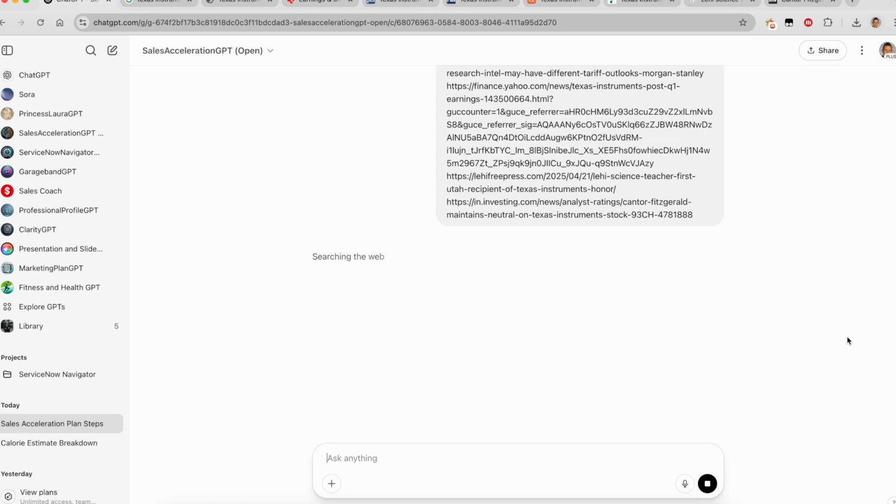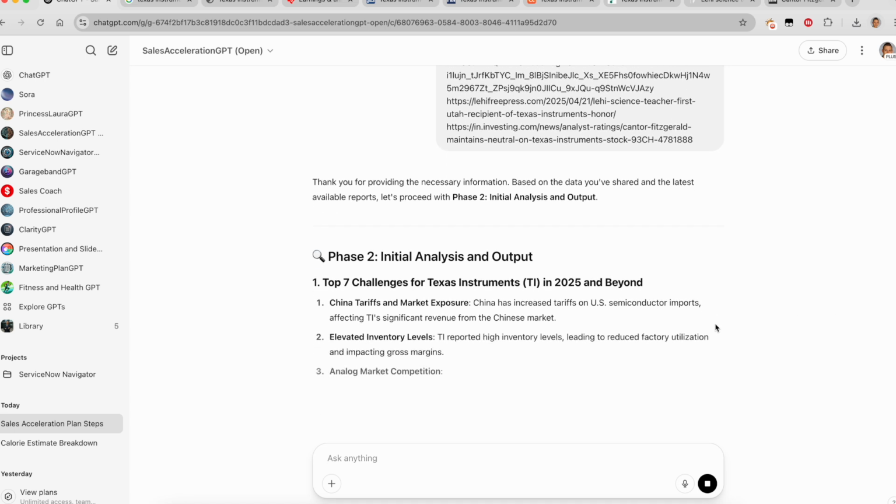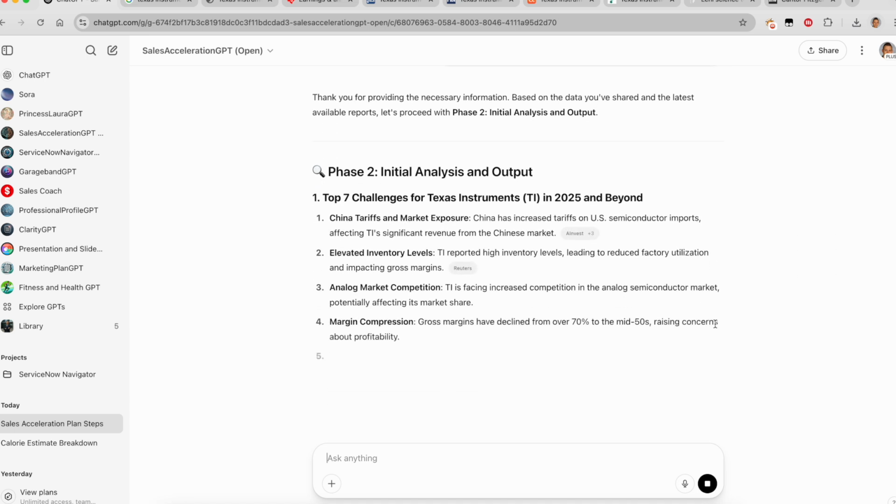So as the Sales Acceleration GPT goes, it looks for all the resources. And by the way, this is a really cool GPT because at the end of the day, what you can do is if you're a consultant, use it. If you're selling a product, use it. If you want to dive deeper on a company, use it. So you can use it for many, many things.